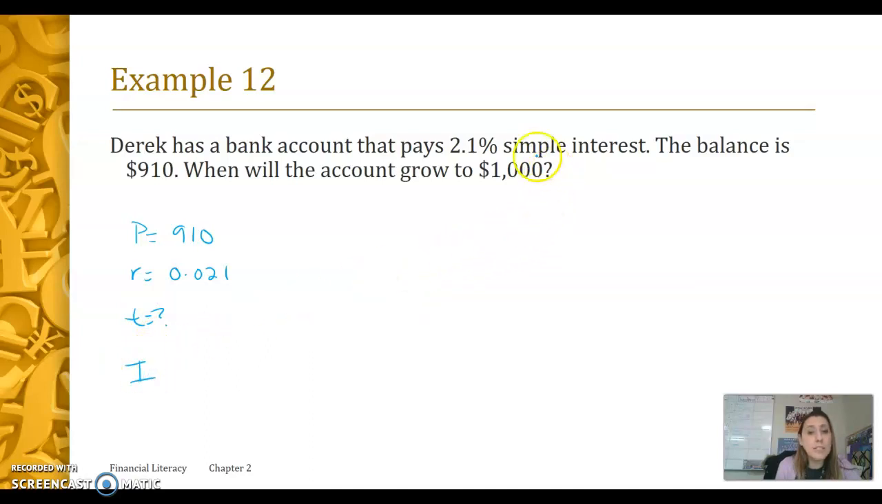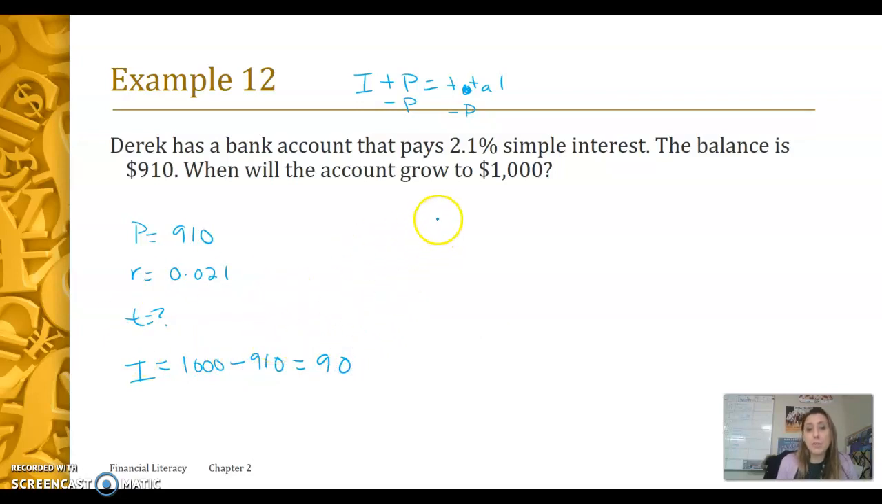Now we wanted to earn 1,000, but we want it to grow. We want the final account to grow. And remember, the total amount was interest plus principal equals the total amount. So then what we would need to do to find the interest is subtract the principal. So to find what we need, we're going to do 1,000 minus 910, which is equal to 90.